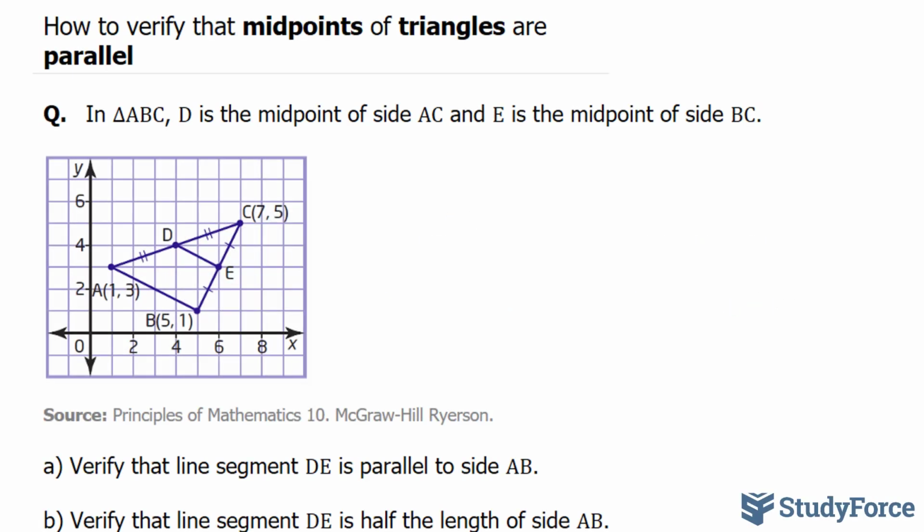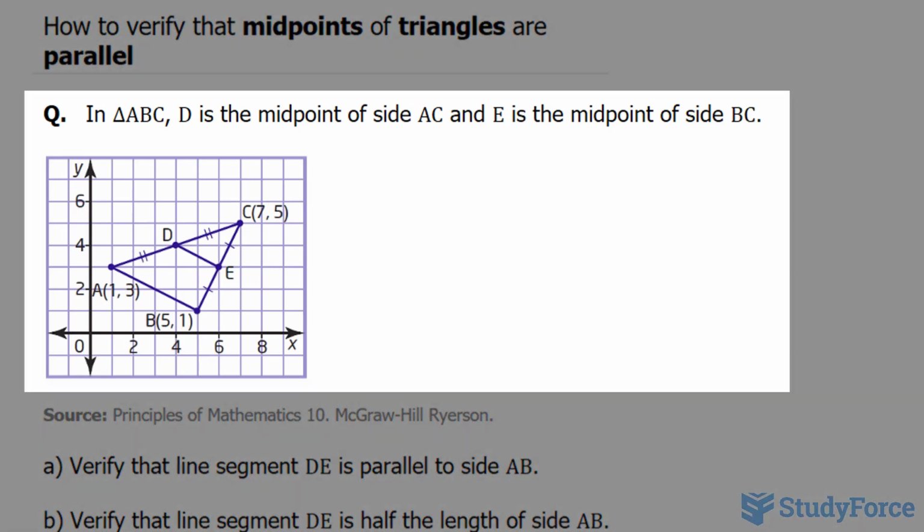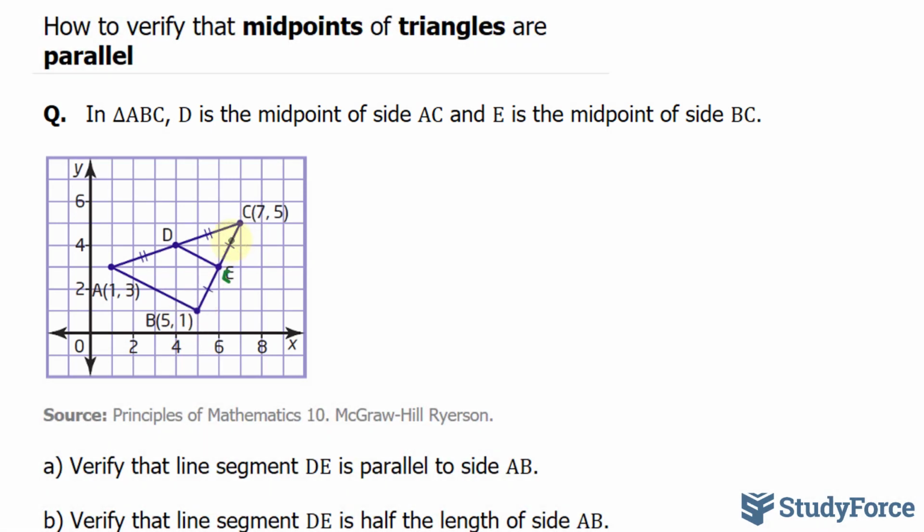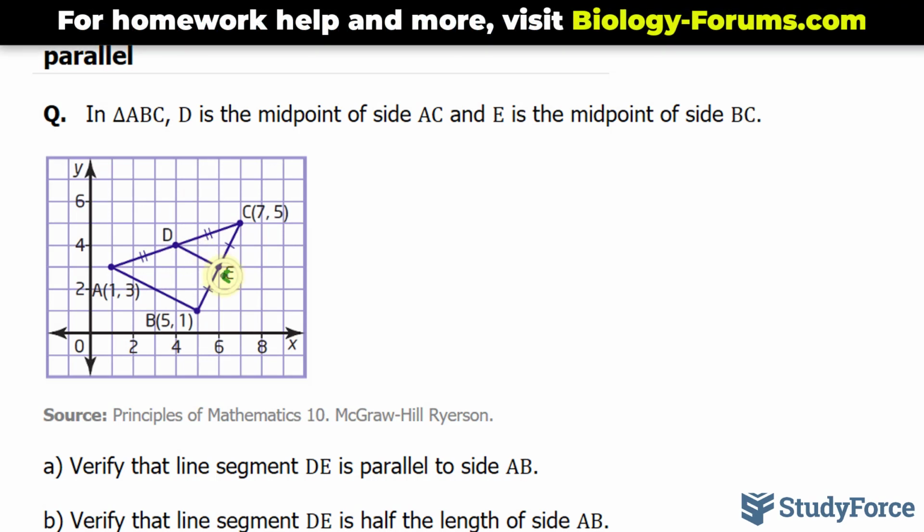In this lesson, I'll show you how to verify that midpoints of triangles are parallel. The question reads, in the triangle ABC shown below, D is the midpoint of side AC and E is the midpoint of side BC. So take a look. D is the midpoint of AC and E is the midpoint of BC. We want to verify that the line segment DE, from here to here, is parallel to the side AB.